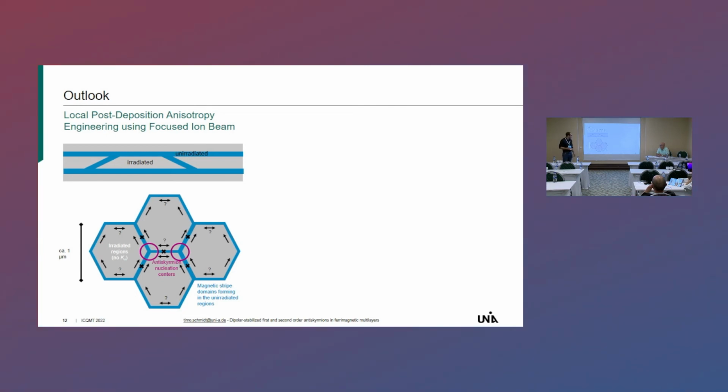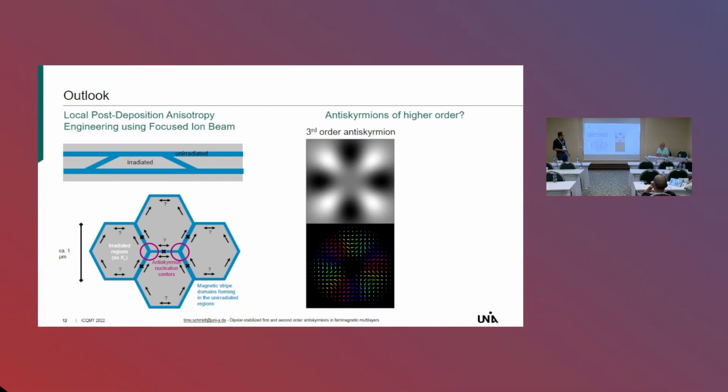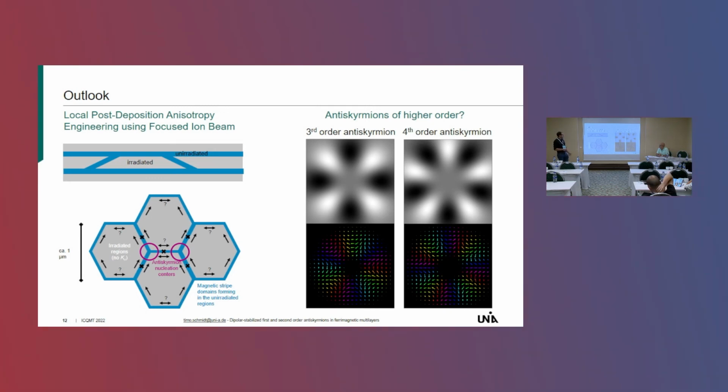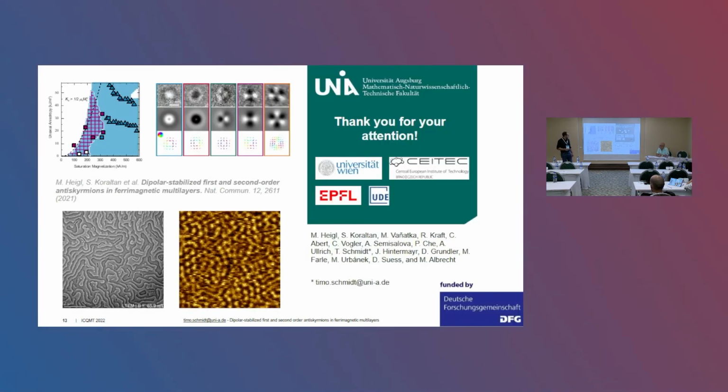Another outlook thing would also be: we have now found antiskyrmions of the first order, and we have found antiskyrmions of the second order. So what about higher orders? These are simulated pictures, but could something like a third order antiskyrmion or a fourth order antiskyrmion exist? Yeah, and that's basically it.